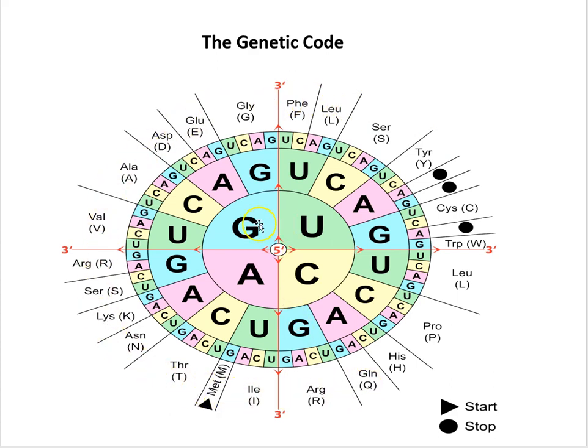Now the letters, some of them look familiar. A and G and C, they sound like letters you'd find in DNA, but there's a U here. So this display is not the language of DNA, it's the language of RNA.